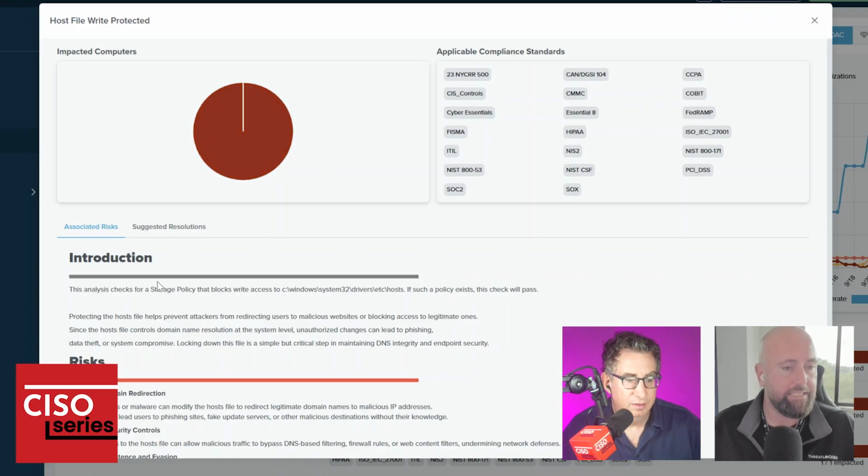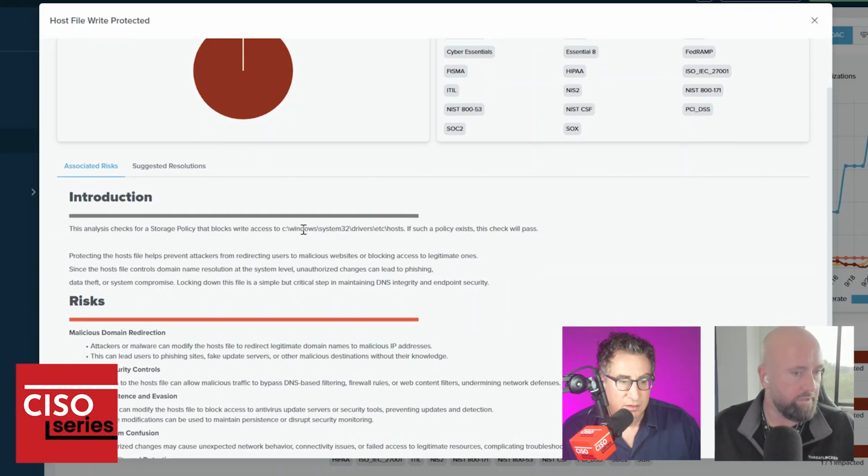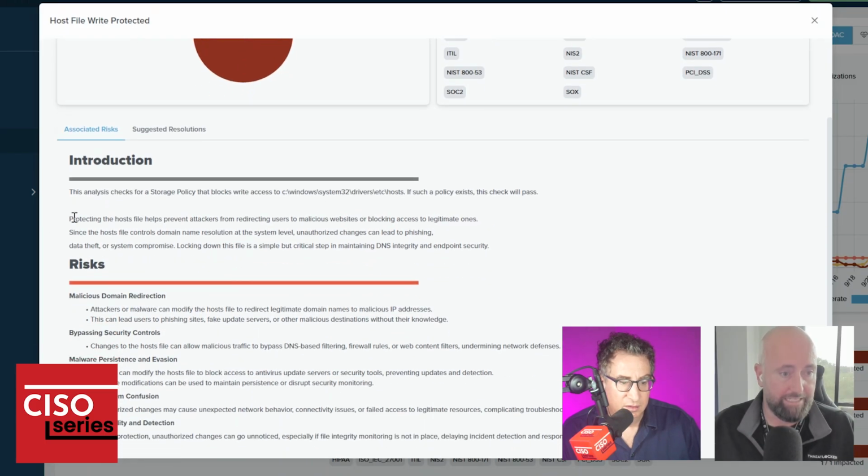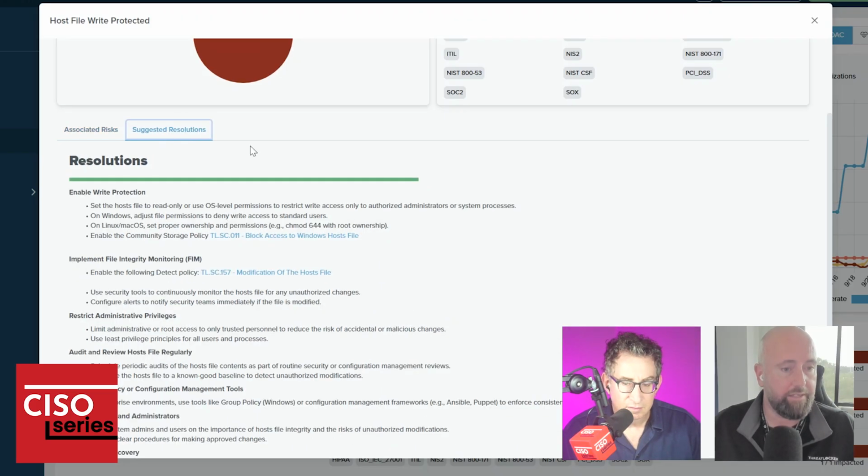It explains the associated risks for the misconfiguration. So in this case, the host file not being write protected basically means that bad guys can change it and effectively redirect web traffic to locations they shouldn't be going to. So it gives you the risks associated and also gives you suggested resolutions.